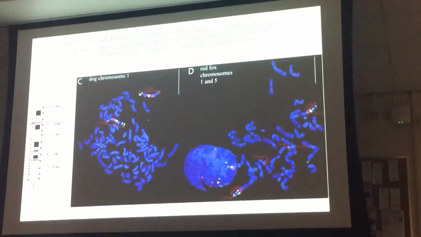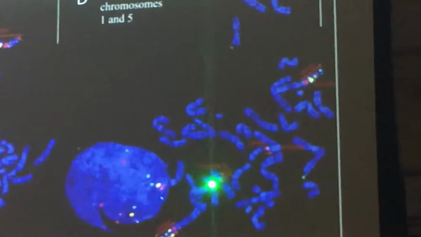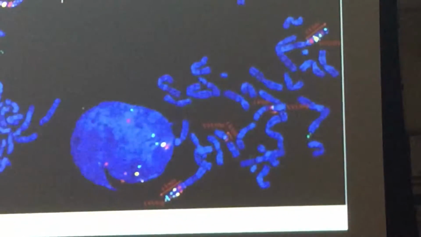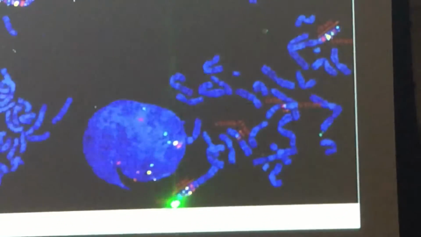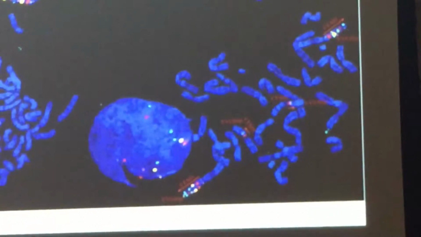So this panel here was also applied to each of the species that I examined. What should be very obvious is that instead of lying on one chromosome pair, these actually are hybridizing to two different structures here. So this is red fox, and part of the panel hybridizes to red fox 1 down here, and the other hybridizes to red fox 5.